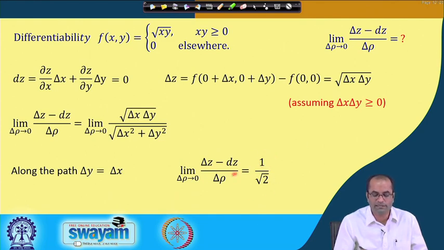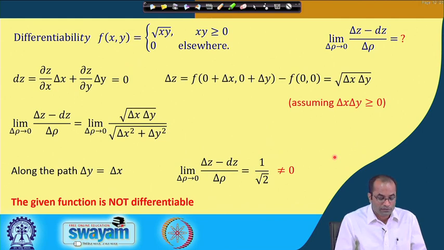So, here itself, by taking one path and showing the limit is different from 0, though the limit may exist or the limit may not exist, it does not matter to prove that the function is not differentiable, because for differentiability this limit must be equal to 0. What we have observed is that along this particular path this limit is equal to 1 over square root 2, and hence we can now say that the function is not differentiable, because this limit cannot be equal to 0. So, the function is not differentiable in this case.